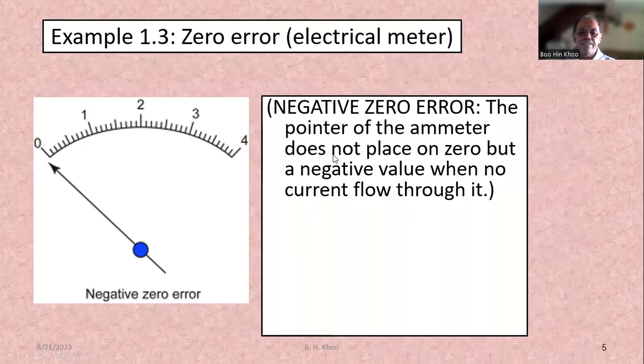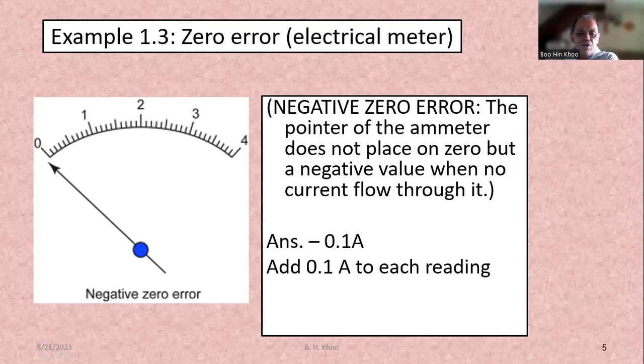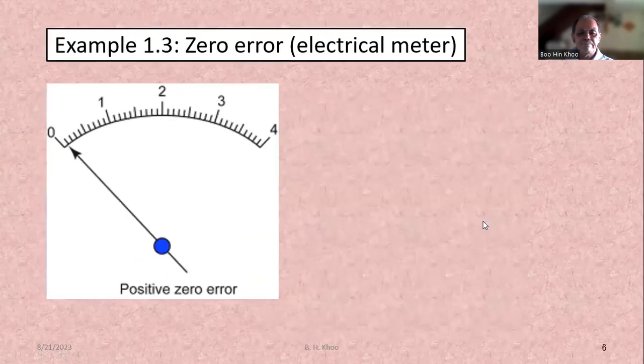The pointer of the ammeter does not sit on zero. It's a negative value where no current flows through it. That's what is meant by zero error. No current flow should be zero, but it's below. Some instruments have a screw for you to adjust it to zero. You can do that or you can correct for it. In this case, the answer is estimated minus 0.1 ampere below zero. So for all the readings, we have to add 0.1 to each reading.